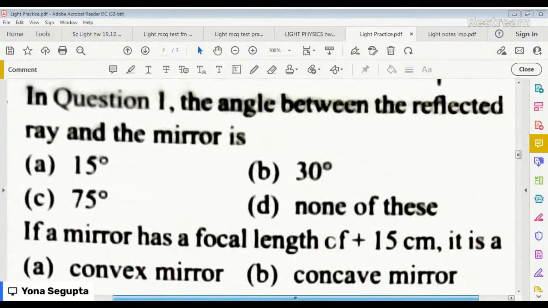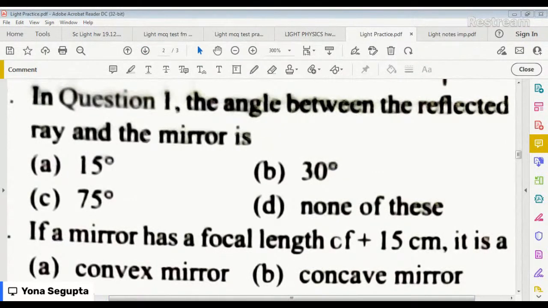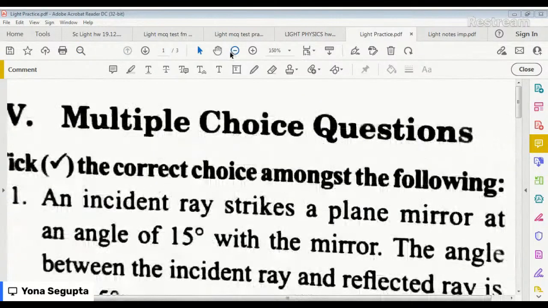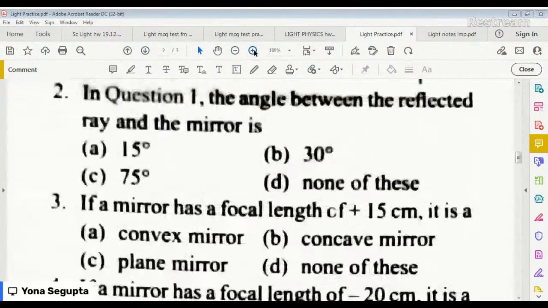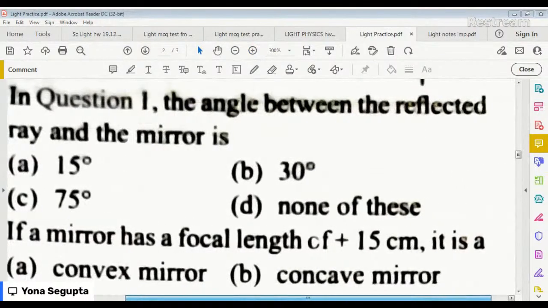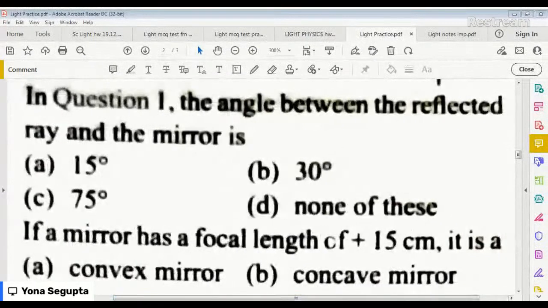What is question number 2? Let's see. Now in question number 1, what did we want? We wanted the angle between the incident ray and the reflected ray. But in here, what do we want? We want the same question with 15 degrees. Just the angle should be between the reflected ray and the mirror. So now you all tell me, how will we find it out? It is very easy.